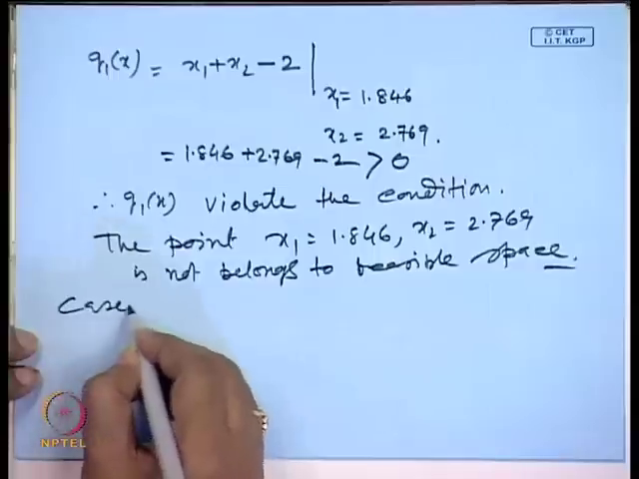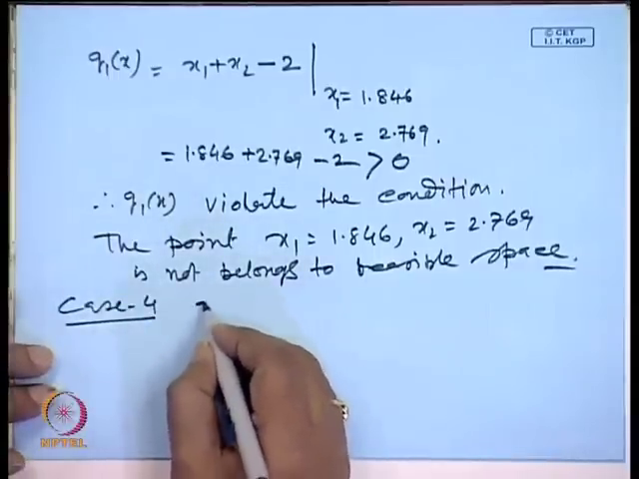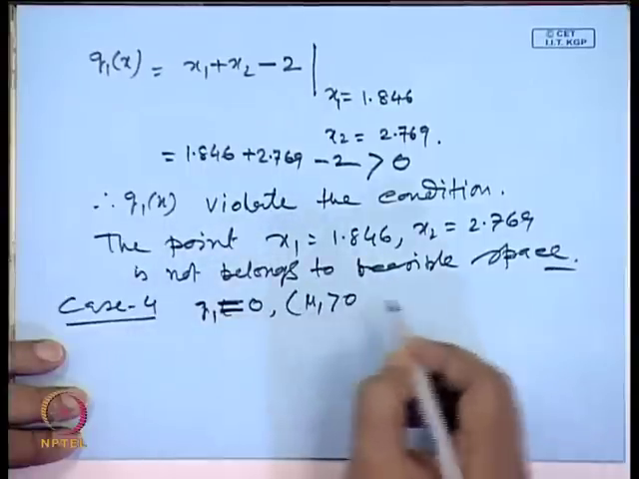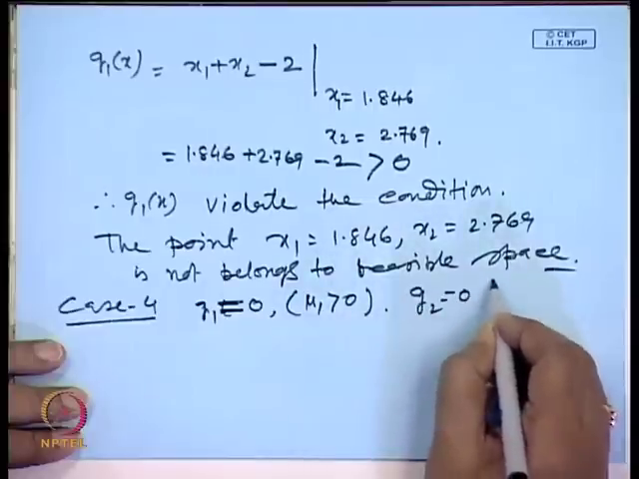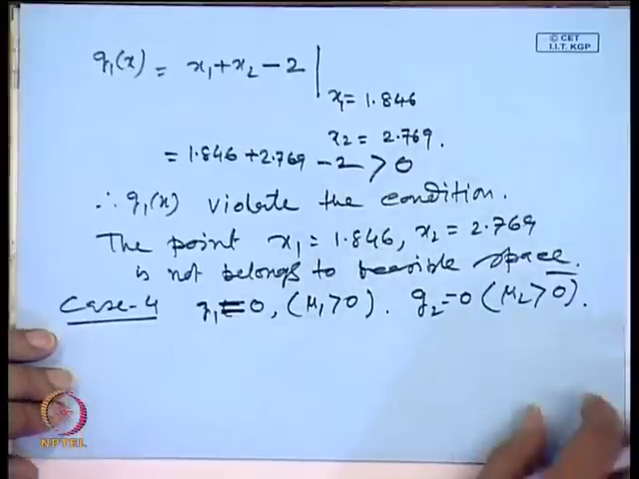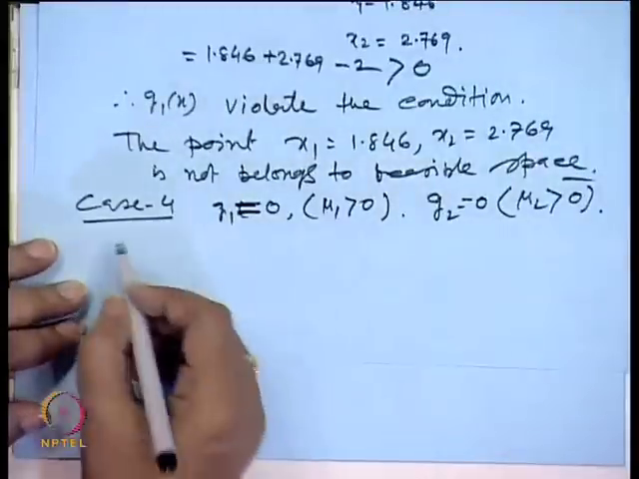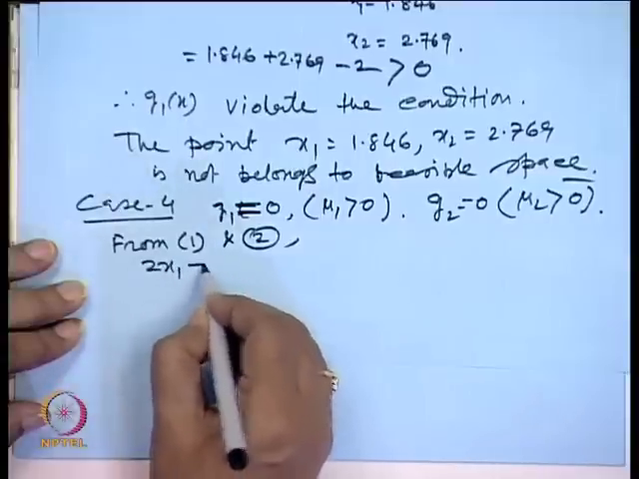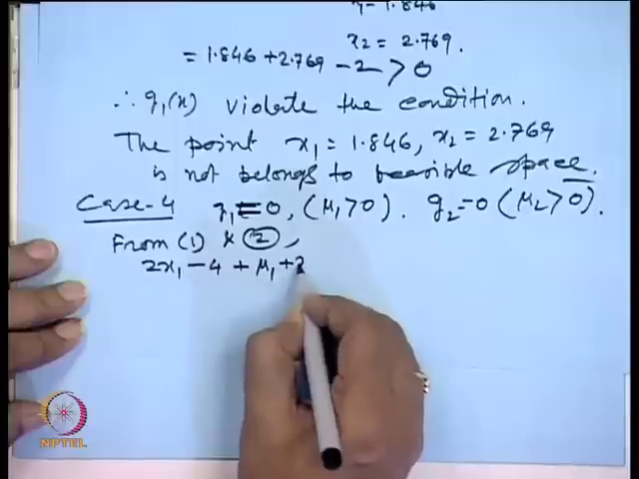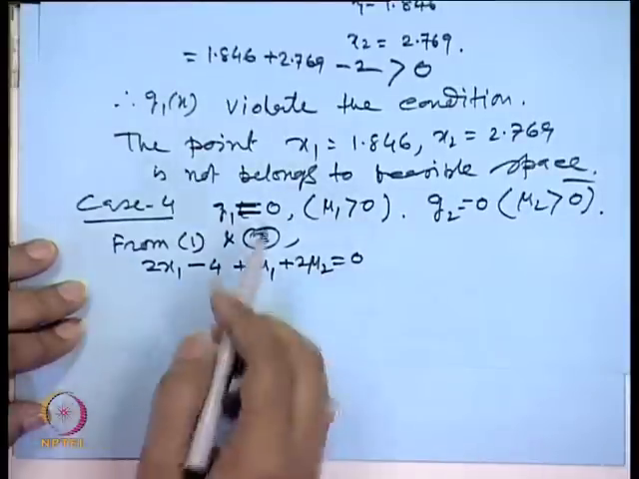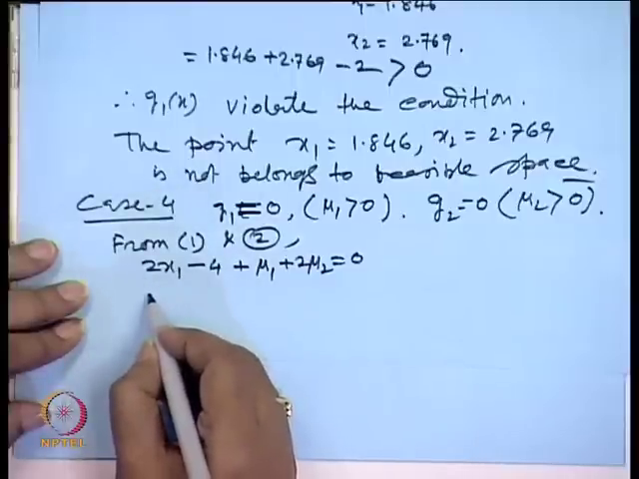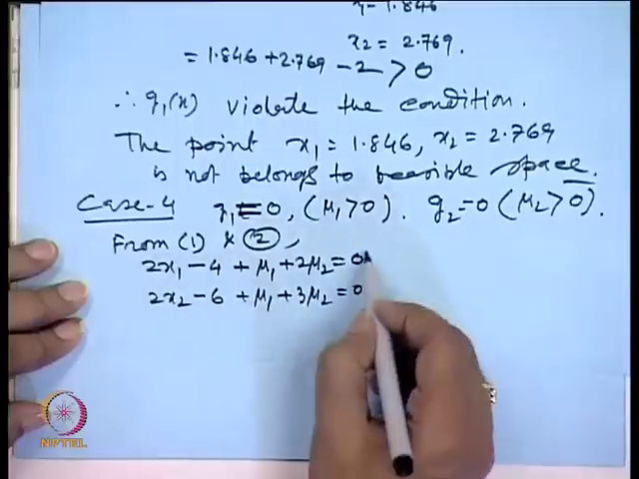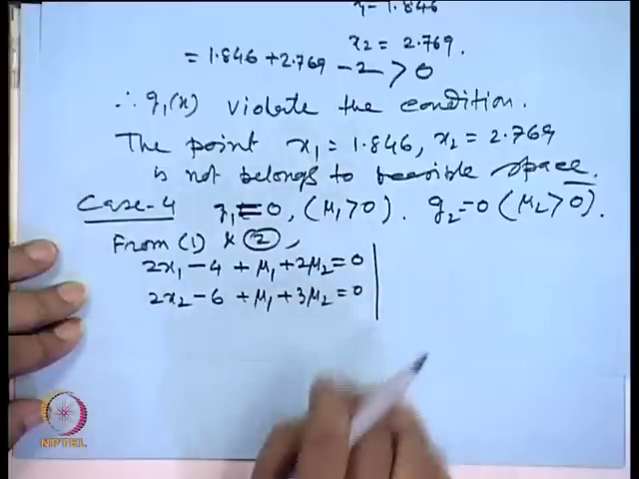Now, case 4, what is the choice left now? That g 1 is 0, which means mu 1 is greater than 0. And the next choice left, g 2 is 0, that means mu 2 is greater than 0. Agree? So, from equations 1 and 2, what will we get? 2 x 1 minus 4 plus mu 1 plus twice mu 2 is equal to 0. This I am getting from equation 1. And from equation 2, I am getting 2 x 2 minus 6 plus mu 1 plus 3 mu 2 is equal to 0.